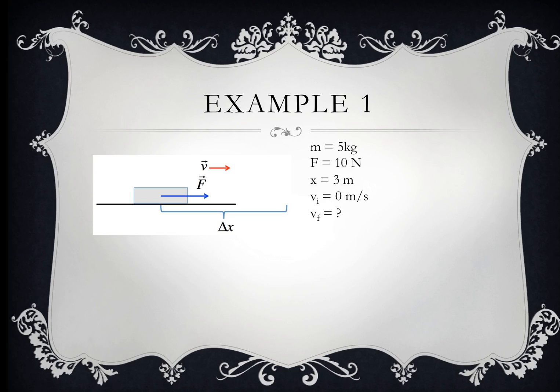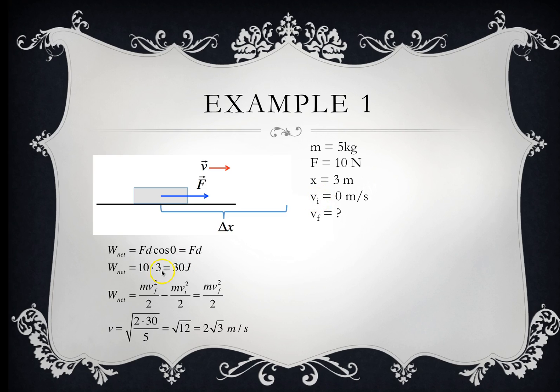Let's say that our object has a 5 kilogram mass. The force applied to it is 10 newtons, and it travels 3 meters to the right. It starts from rest, therefore initial kinetic energy is going to be 0 because velocity initial is 0. So net work is force times distance times cosine of 0, since they're in the same direction. 10 times 3 equals 30 joules.